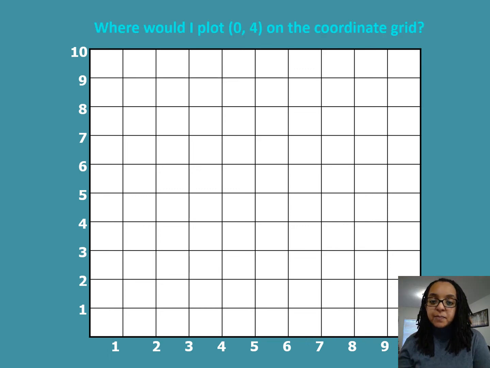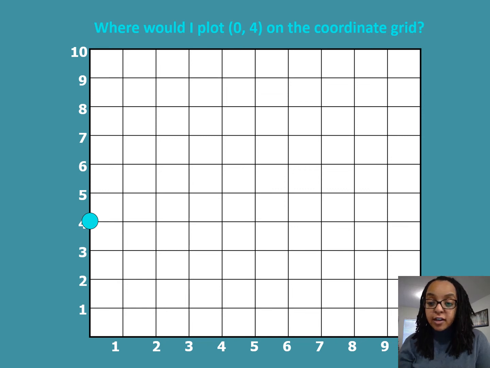Let's do another one. Here it's asking you to plot 0, 4. So remember, you always start at the origin and then think about which direction it's asking you to go. And if you said that 0, 4 would be plotted there, you are correct. If you struggled with this one, that's okay. We can talk about this one too.